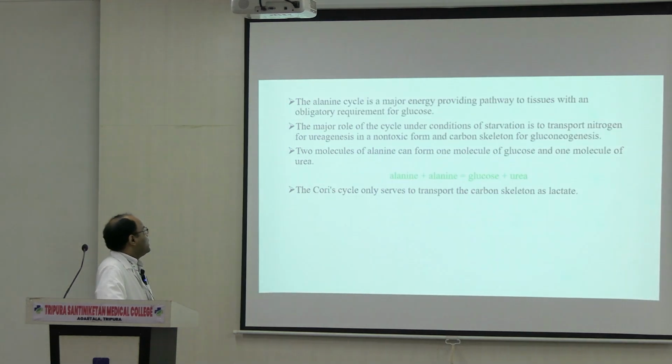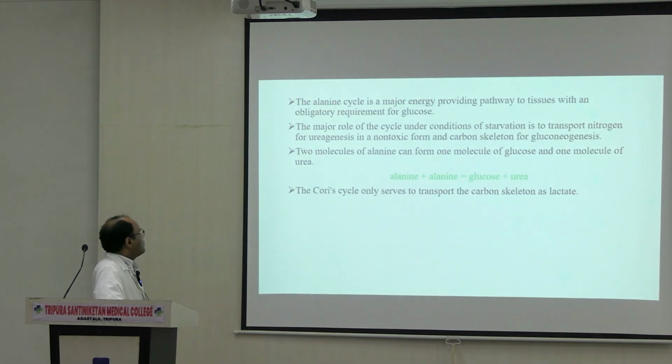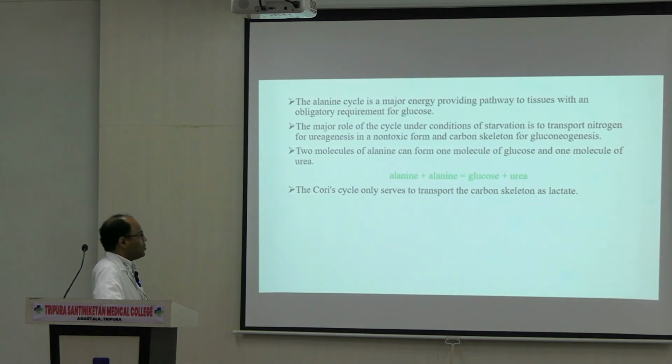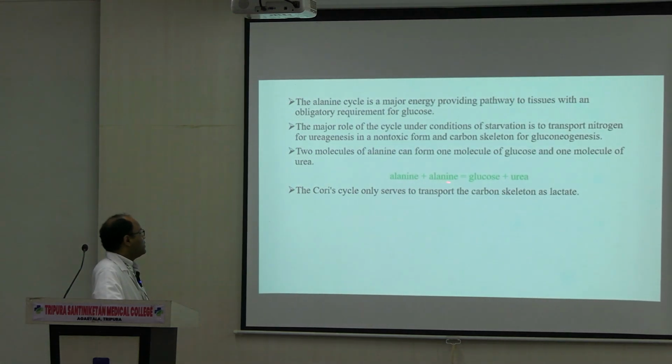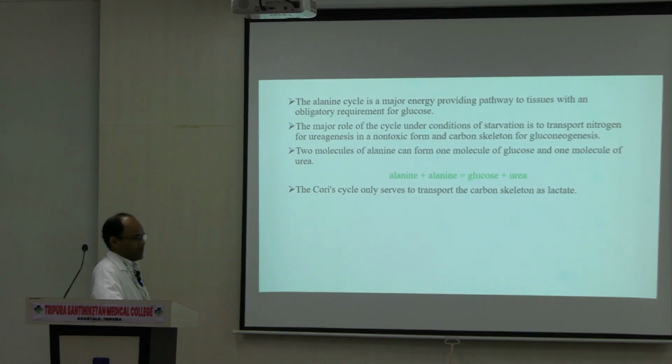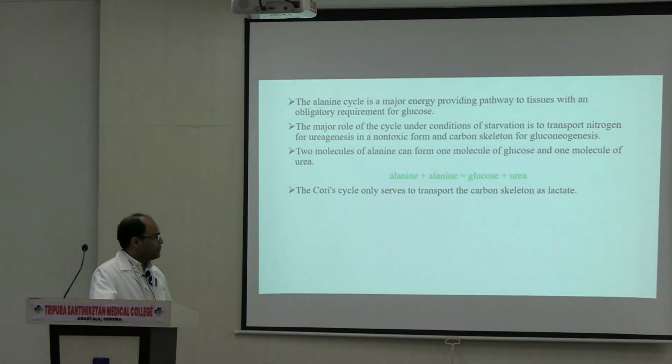Next, the alanine cycle is a major energy providing pathway to tissues with an obligatory requirement for glucose. The major role of the cycle under conditions of starvation is to transport nitrogen for ureogenesis in a non-toxic form and carbon skeleton for gluconeogenesis. Two molecules of alanine can form glucose plus urea. The Cori cycle only serves to transport carbon skeleton as lactate. So these are some points about alanine.